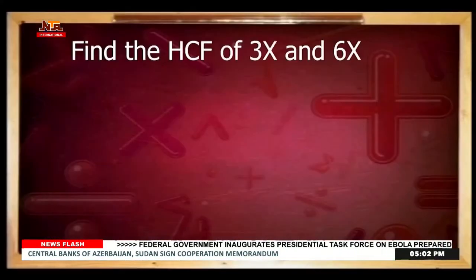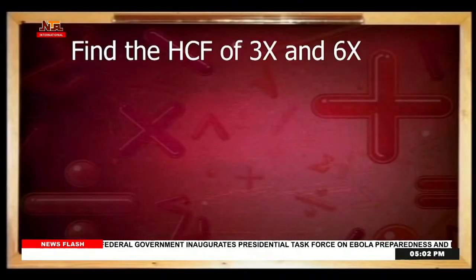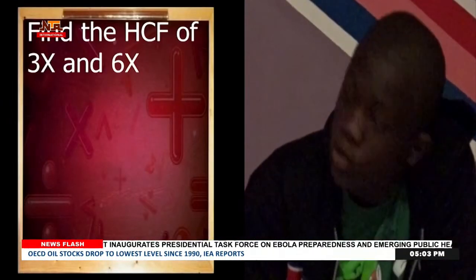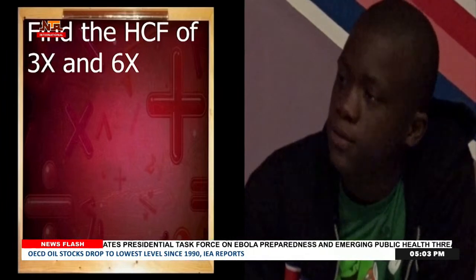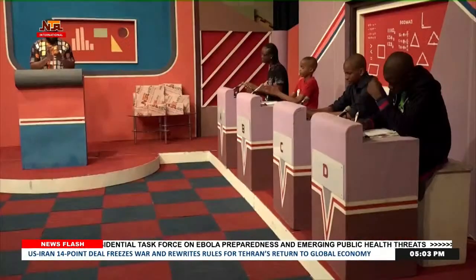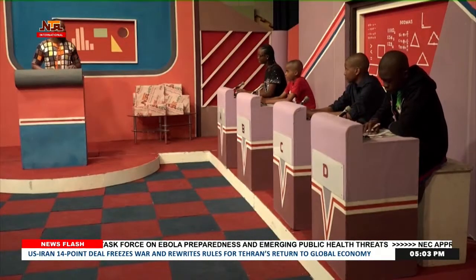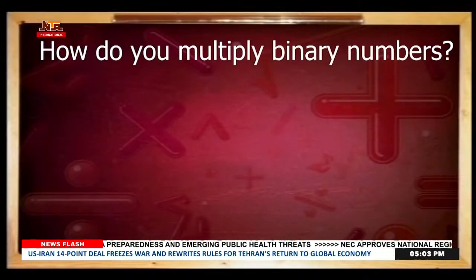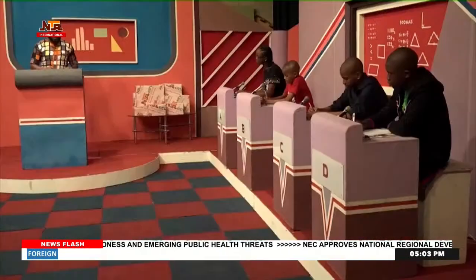Contestant D, your question. Number 7. Find the HCF of 3x and 6x. 3x. Say again? 3x. 3x is correct. And now we're back to contestant A, your question. Question 6. How do you multiply binary numbers?